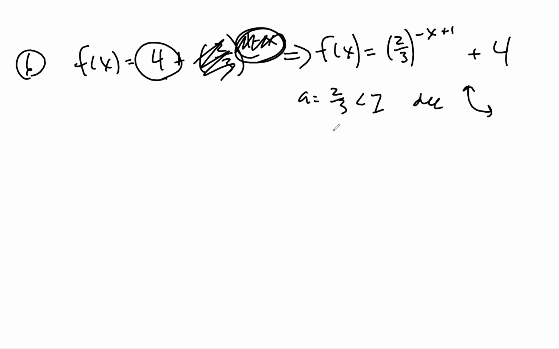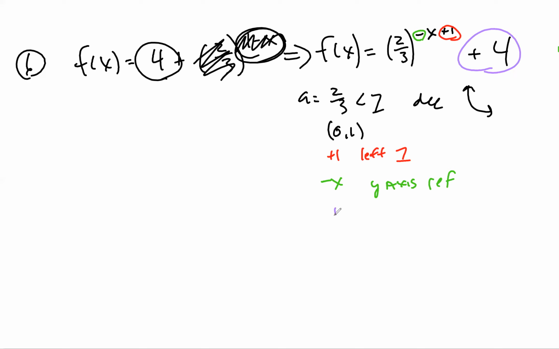So it's going to look something like this. The y-intercept is (0, 1). And then I see several things happening. Okay, so let me get some different colors going. The first thing that I notice that's happening is this plus 1 tells me to go left 1. And then the next thing that I see happening is this negative x, which tells me that there is a y-axis reflection. And then the last thing that I see happening is this big old plus 4. And this big plus 4 tells me to go up 4.